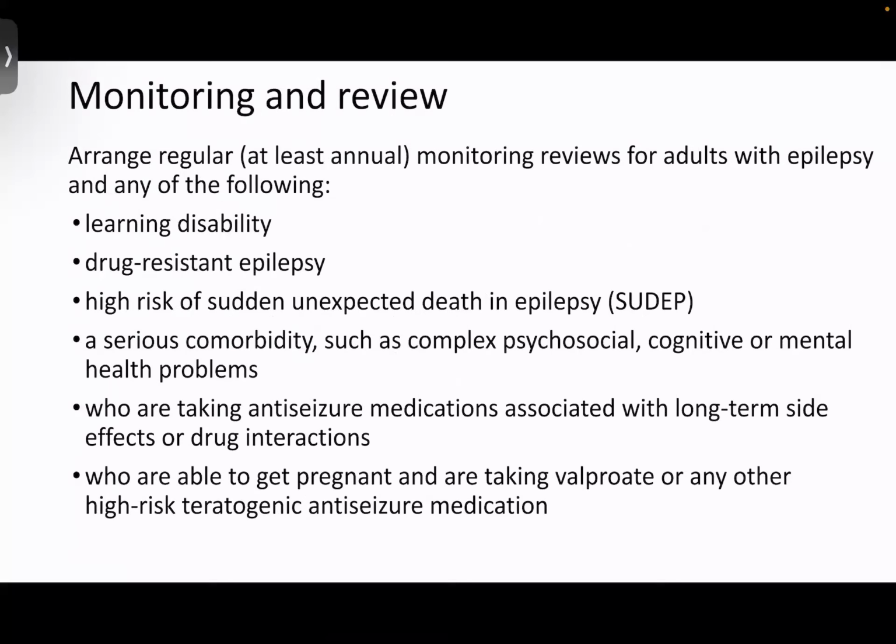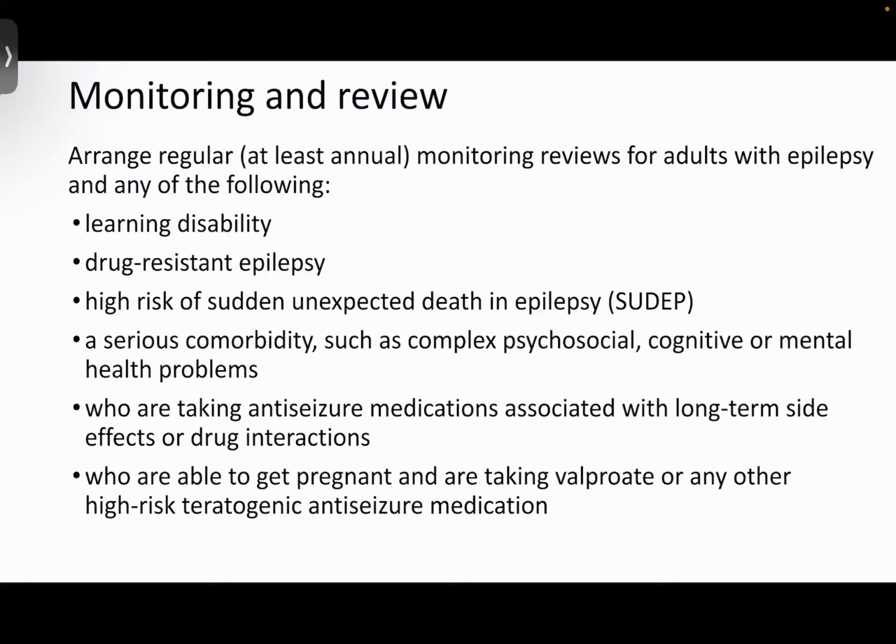So once we have started the patient on anti-seizure medications, we have to monitor and review them frequently. The monitoring should be more frequent for patients with learning disability, drug-resistant epilepsy, and there is a concept called SUDEP, that is sudden unexpected death in epilepsy. If there is high risk for that, we have to monitor them frequently. And if they have serious other comorbidities like complex psychosocial, cognitive, or mental health problems, and are taking anti-seizure medication for a long term, you have to monitor for side effects or drug interactions.